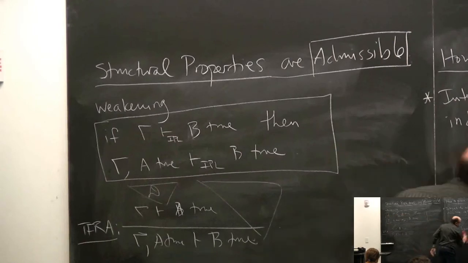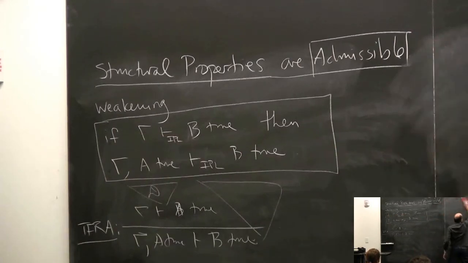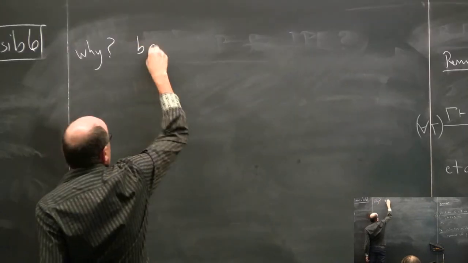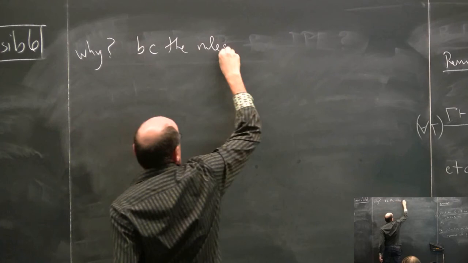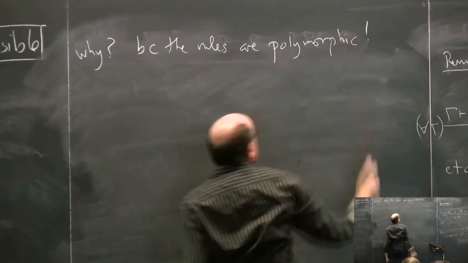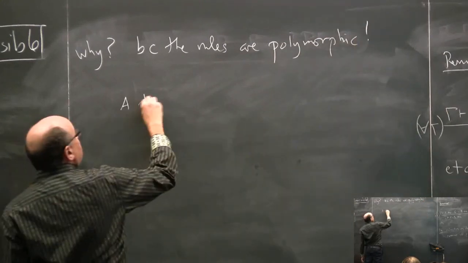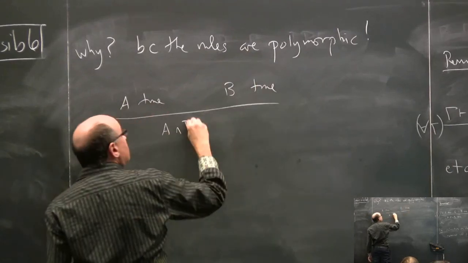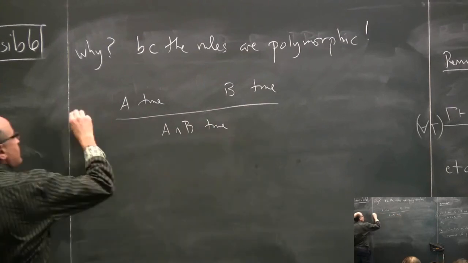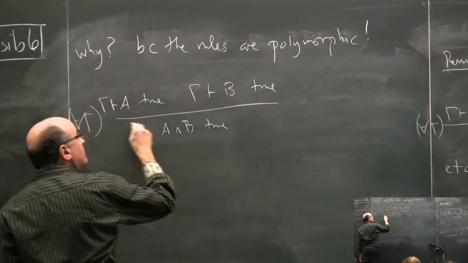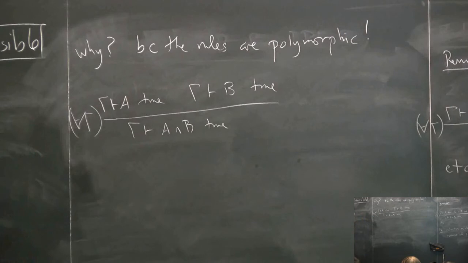So why is weakening admissible, just to develop your intuition? What is the proof of this? Let me write it in a short way. Because the rules are polymorphic. Remember, when I had a rule, let's go back, A true, B true, just as an example, and B true, I said what that really means is it's polymorphic in gamma. If you have this, you have this, you have that. That's what I really mean. The rules are polymorphic.